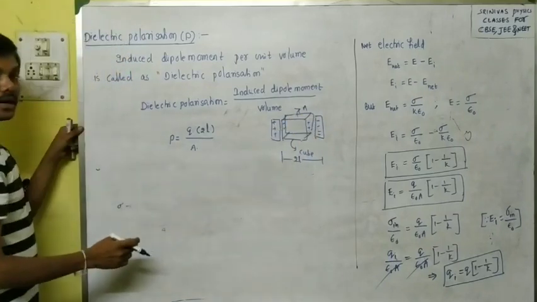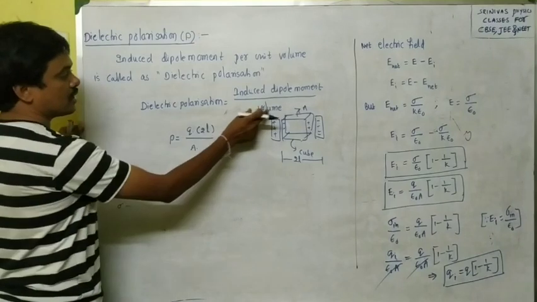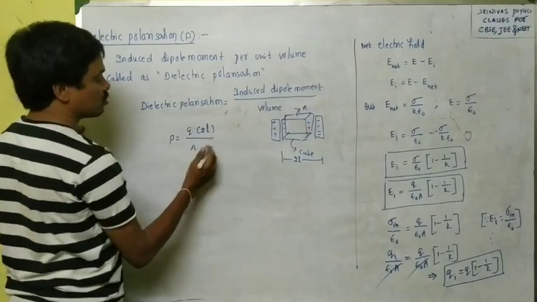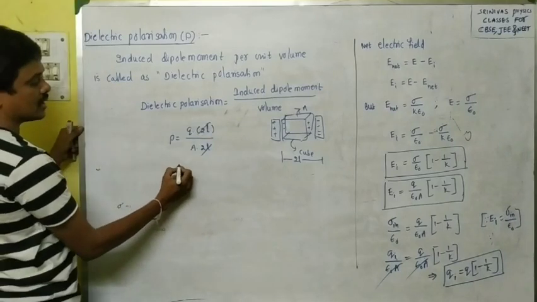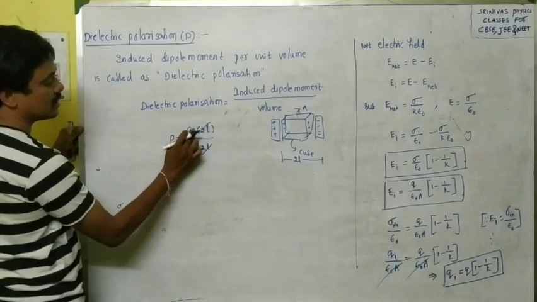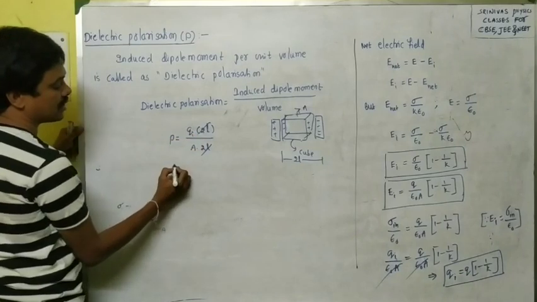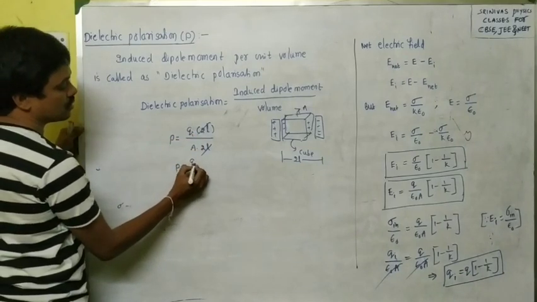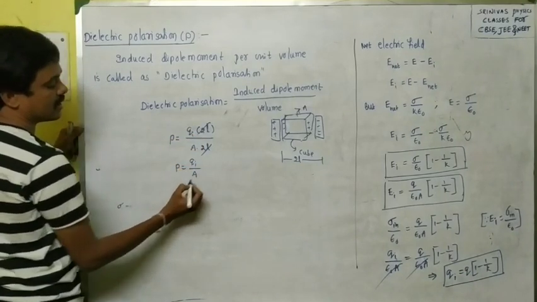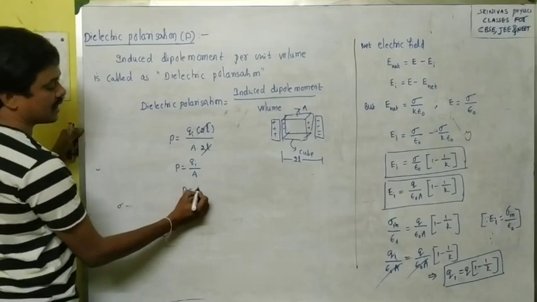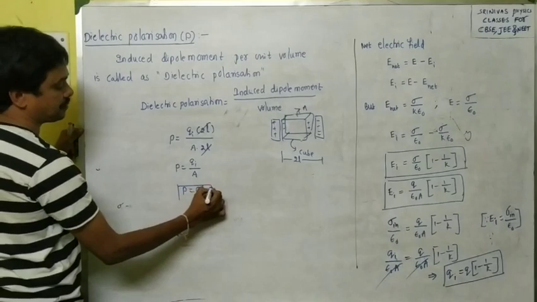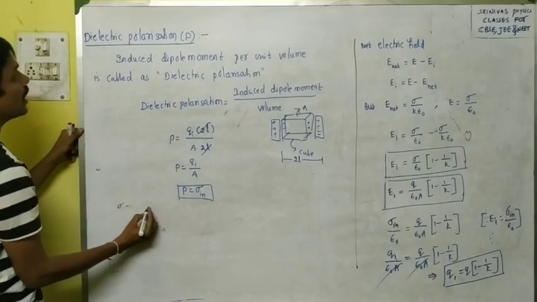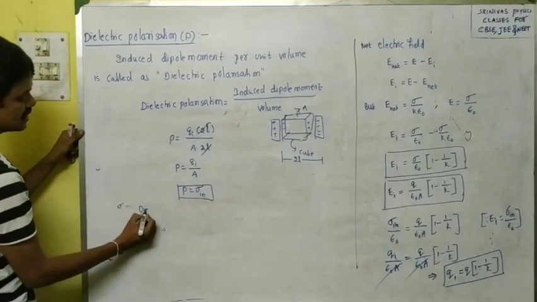Okay, and now the volume we want to write. Volume of this cube is area into length, 2L we write. This will cancel. That is, we will get Q suffix I, this is equal to induced charge by area, and this is also equal to, we write as, induced surface charge density.